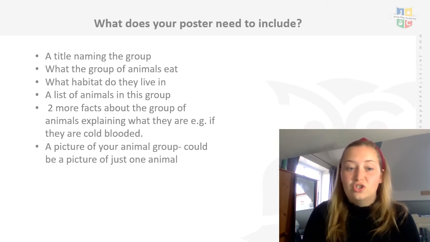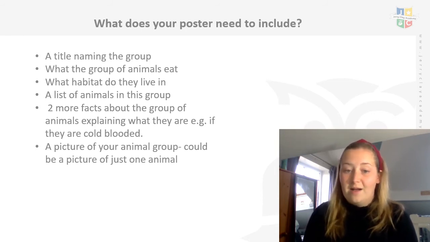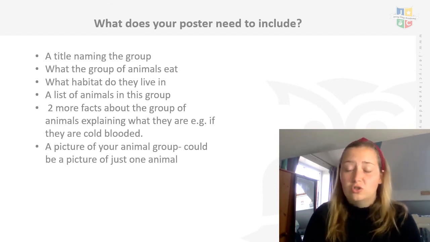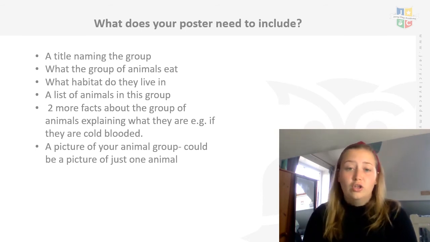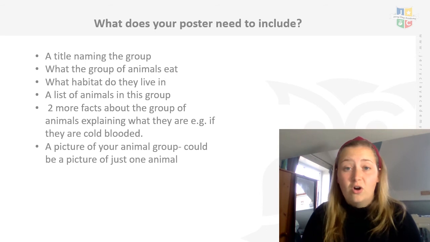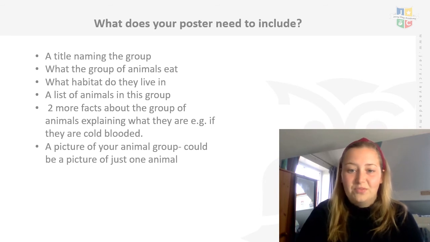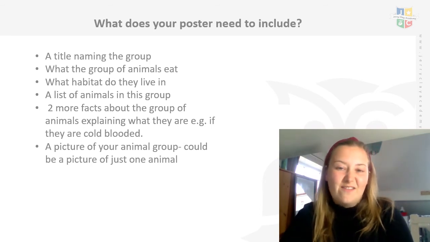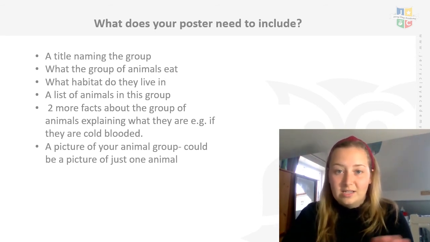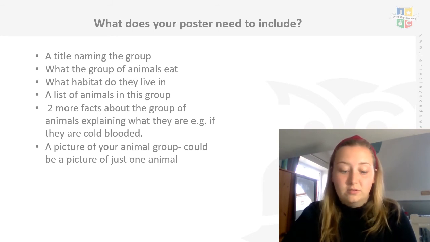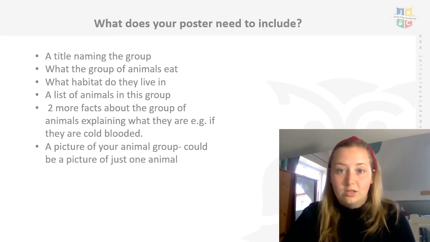Okay, then I need you to research 2 more facts about the group of animals, explaining what they are. For example, if they are cold-blooded, that's a really good fact. Or anything else you think is interesting for other people to know. A picture of your animal. So this could be just a picture of one type of animal from that group. You might draw a few. You might even just print some off, or you could draw your own and colour them in. Completely up to you. Okay? So you will be chosen to do a specific group, so then I know that everyone is covering at least one. And then when you put your work onto Seesaw, we can create a book all about the different groups of animals.